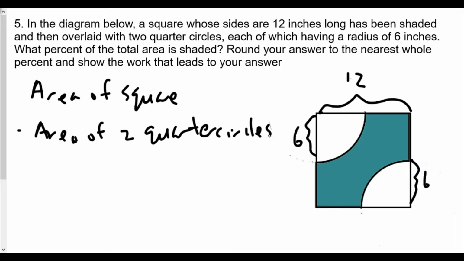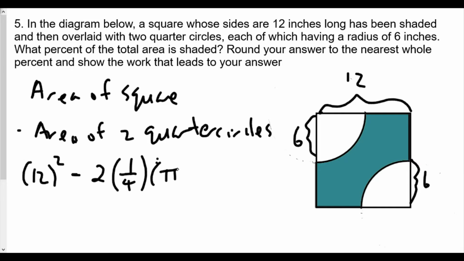Okay, so the area of a square. We know that's going to be, in this case, 12 times 12. That's 12 squared. And we're going to subtract the area of the quarter circles. Well, we have 2 of them. So really it's going to be 2 times each, now times 1/4, because that's a quarter of each circle, times the area of the circle, which is pi times the radius squared, 6 squared.